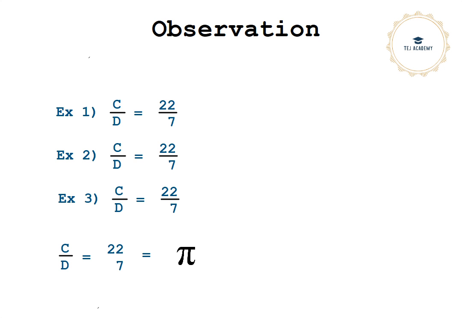What do you observe from the three examples? The ratio of circumference to diameter is the same irrespective of the size of circles. In other words, we can say the ratio of circumference to diameter is not changing with a change in the size of the circle, which implies this ratio C upon D is constant, and this ratio C upon D or constant value 22 upon 7 or 3.14 is denoted by the Greek letter pi. This is why pi is called constant.